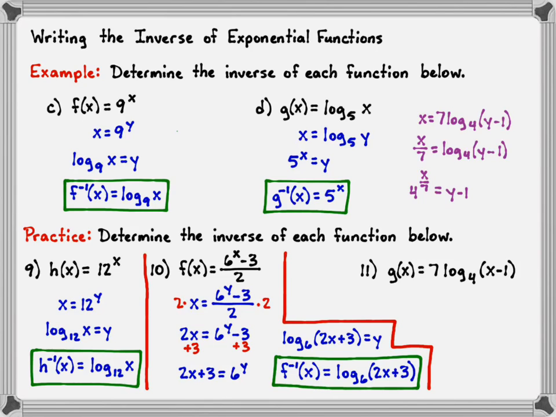And then from there, we'll add 1 to both sides. So you got 4 raised to the x over 7 plus 1 equals y. So there is our inverse, and now we just have to write it as an inverse function. So it's going to be inverse of g of x equals 4 to the x over 7 plus 1.